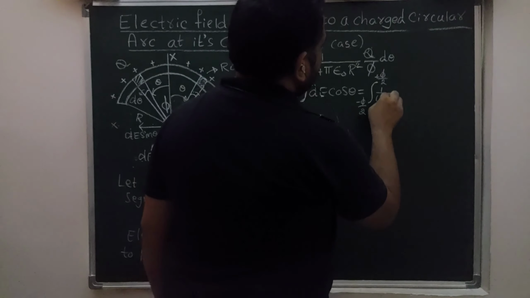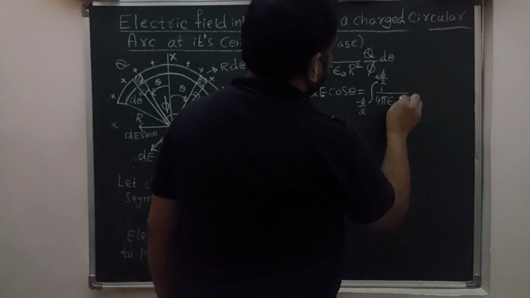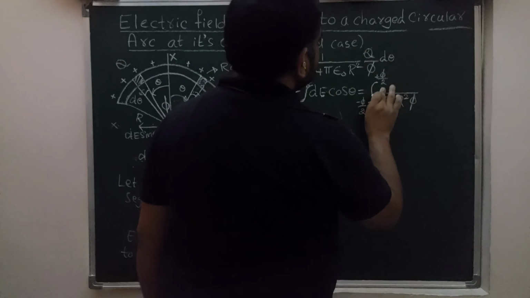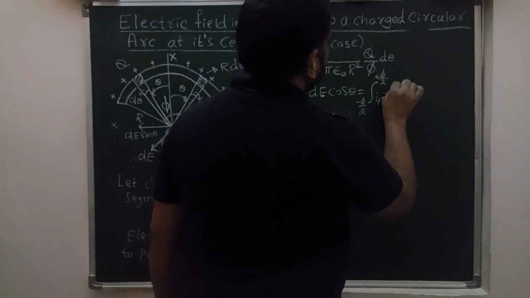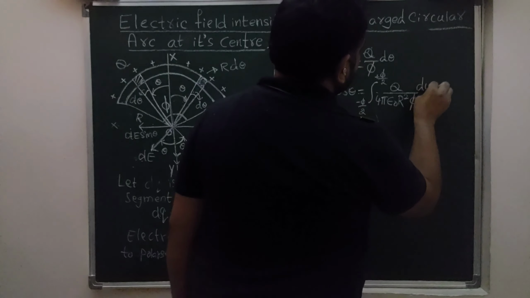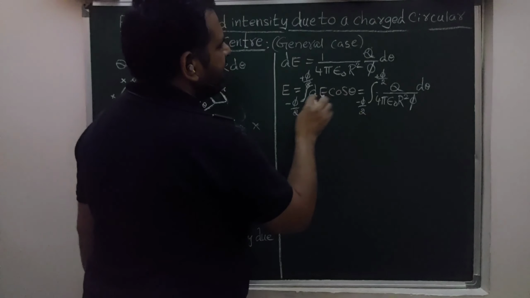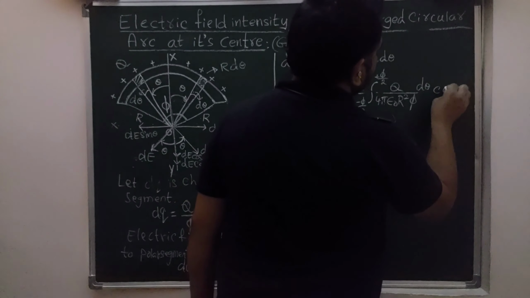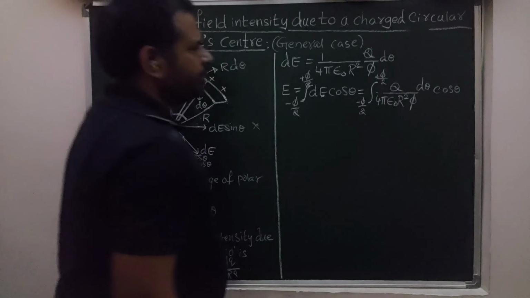1 by 4 pi epsilon naught r square into phi. What is there in the numerator? Q is there, so I am writing Q as it is, and theta as theta. So this is the dE value, but here cos theta is also there, so write cos theta as it is, into cos theta.